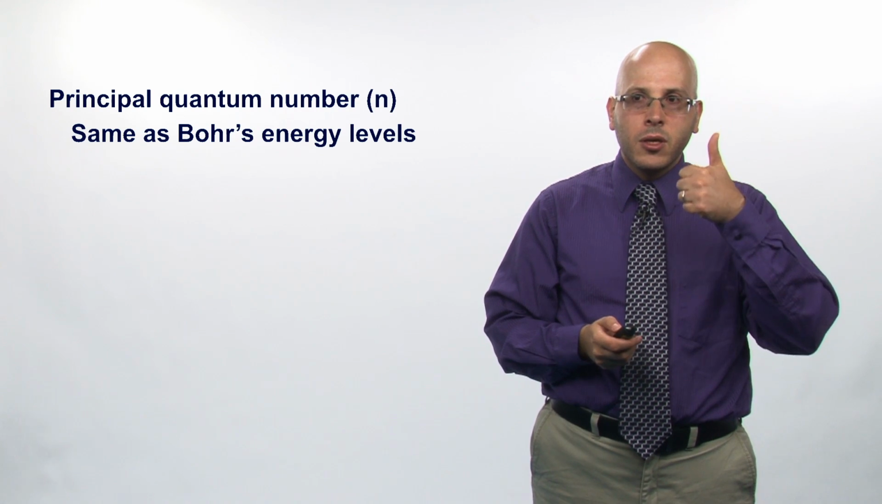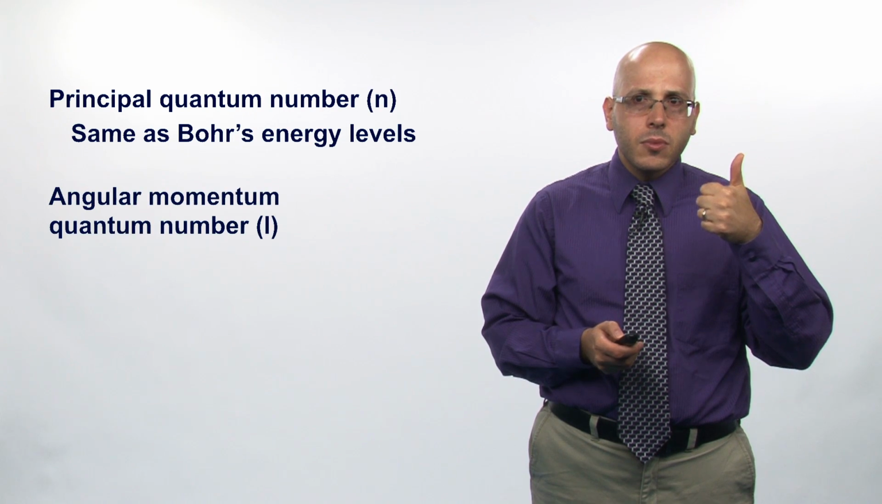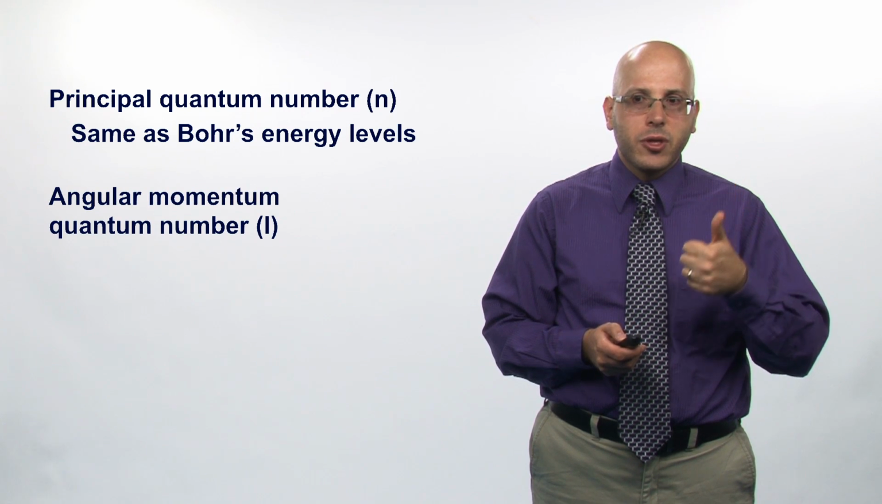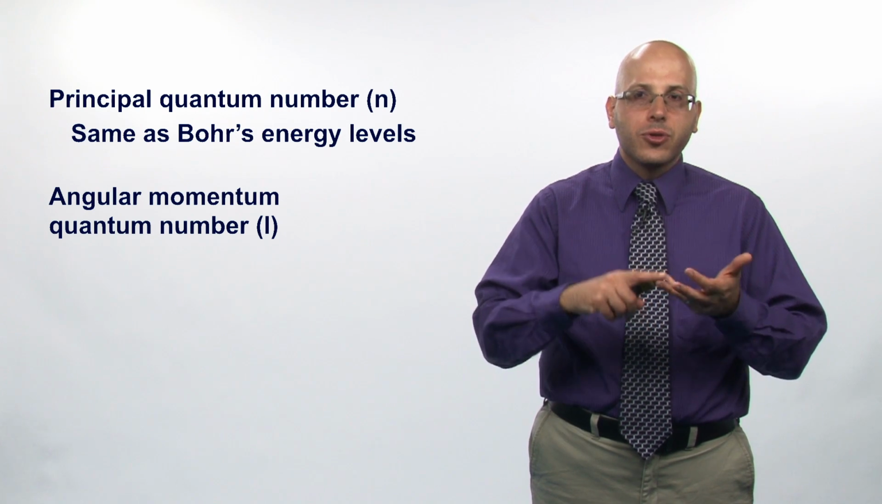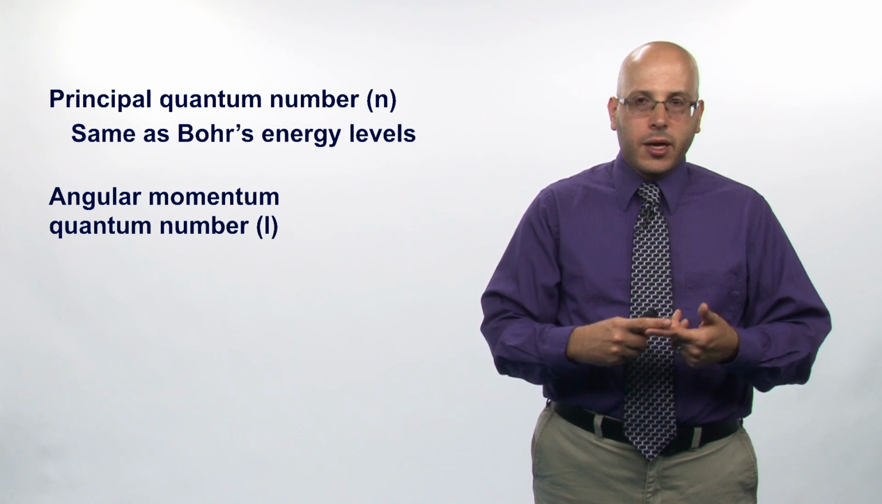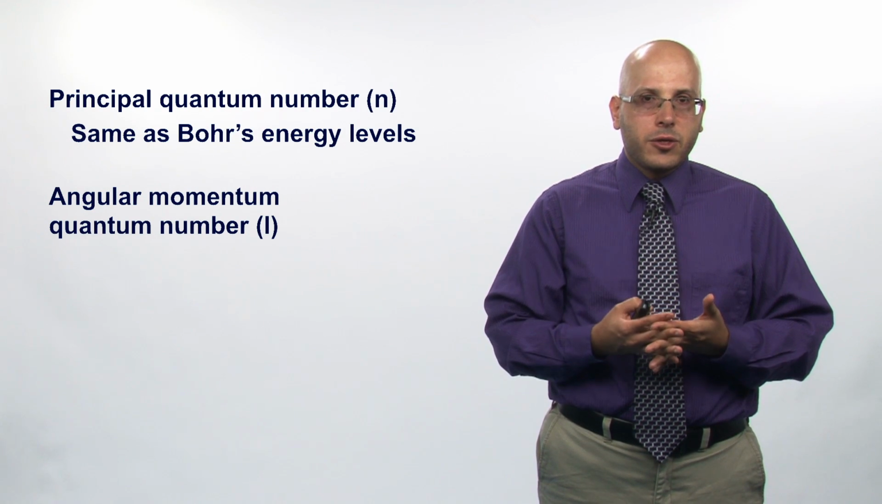Okay, and so the first one is called a principal quantum number, and this is given the letter N. This is exactly the same as Bohr's energy levels, and N is any natural number. So it could be one or two or three, anything like that. This basically tells you what shell or what energy level the electron is in.